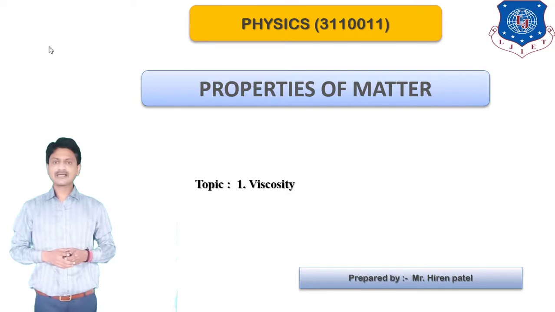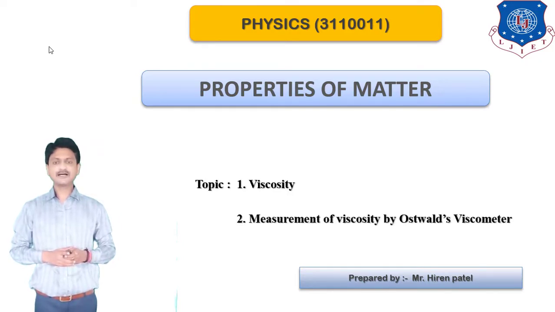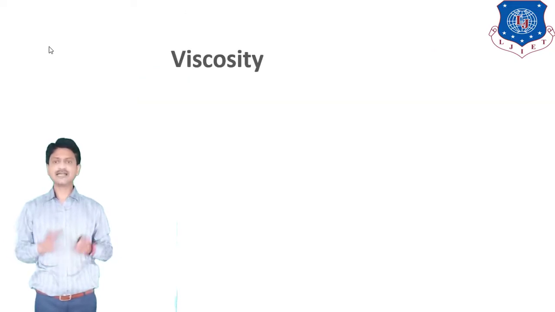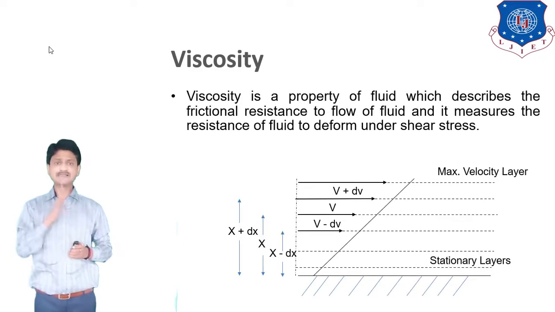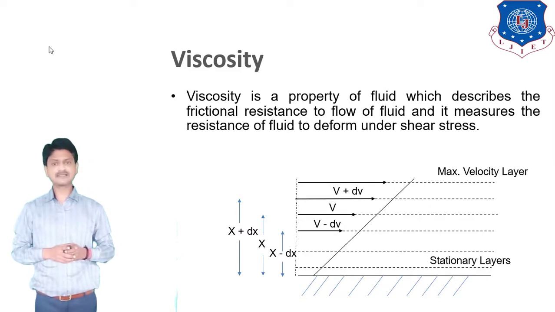So now, in this video, we will learn about viscosity and its measurement by a practical setup, that is Ostwald's Viscometer. So let's start with the first topic, that is viscosity. Viscosity is a property of fluid which describes the frictional resistance to the flow of fluid. We can say that viscosity measures the resistance of fluid to deform under shear stress.